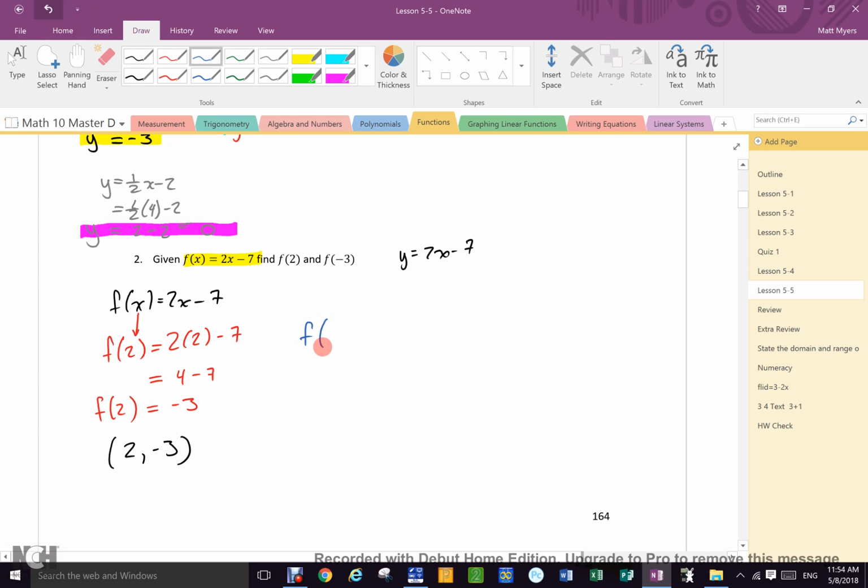I do not want the f of 2. I want the f of negative 3. So what do you do?